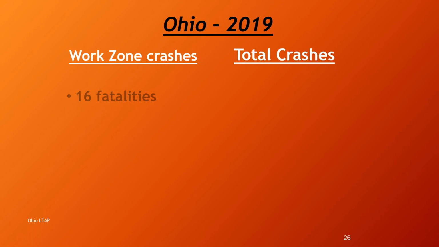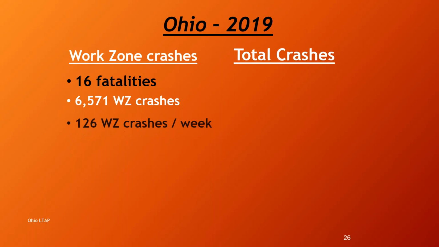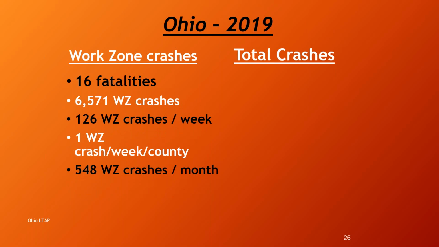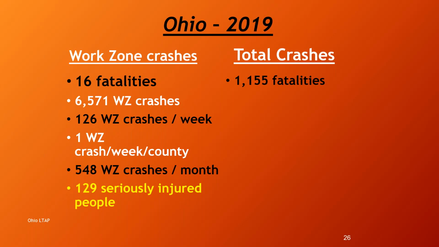So if we take a deeper look at these crashes that happened in 2019, you'll see that besides the fatalities, there was over 6,500 work zone crashes. So that boils down to 126 work zone crashes a week, or one work zone crash per week per county, or 548 work zone crashes a month. There was also some serious injuries. There was 129 serious injuries in these crashes.